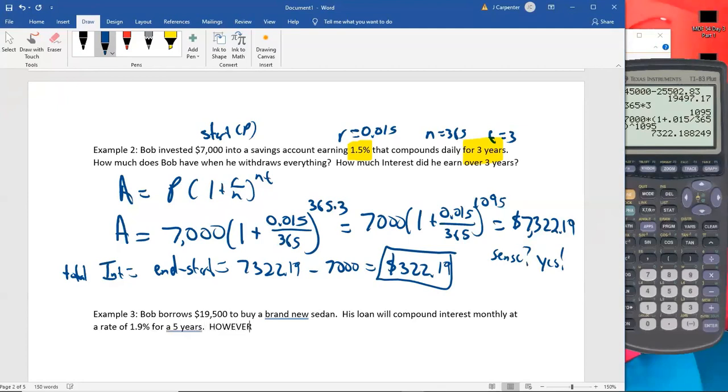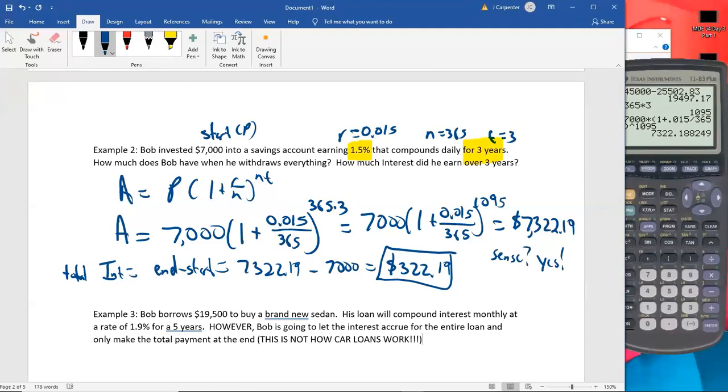Now, however, not however to anything up there, just however, Bob is going to let the interest accrue the entire loan and only make the total payment at the end. This is not how car loans work, FYI. I'm just giving you kind of a bridge.